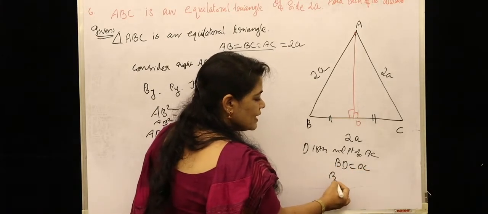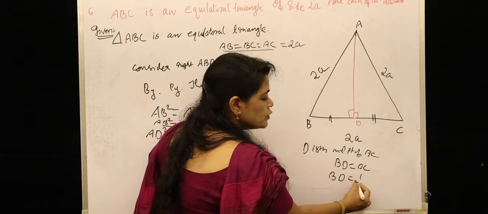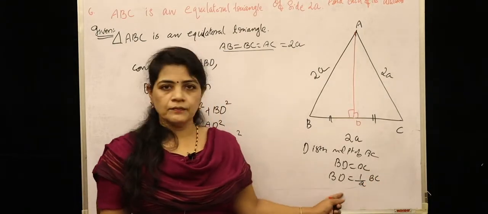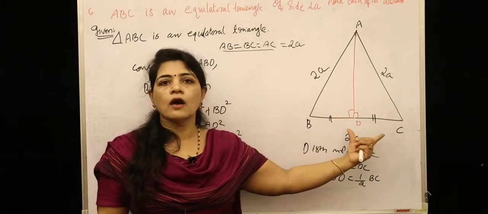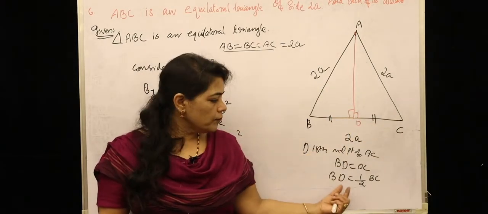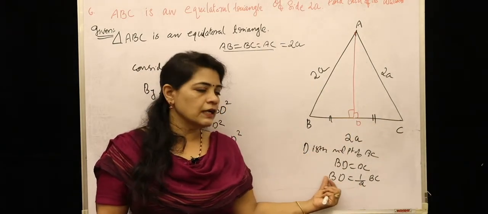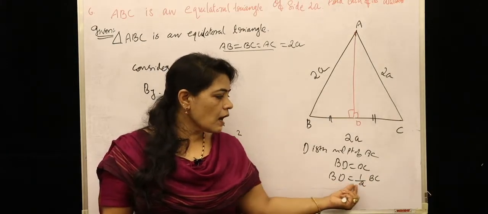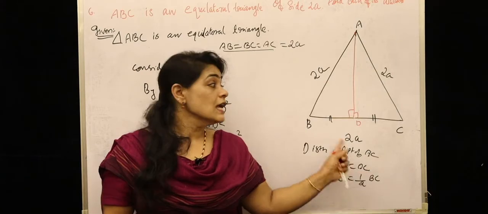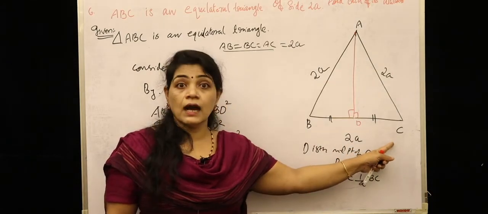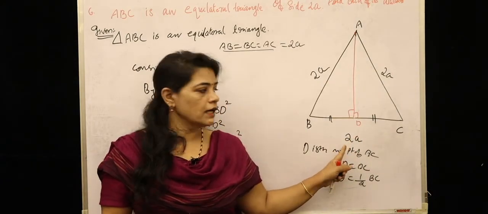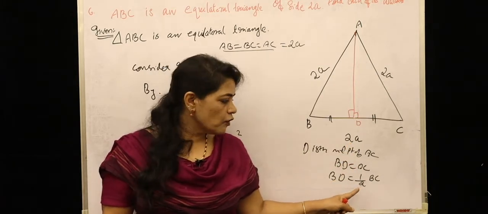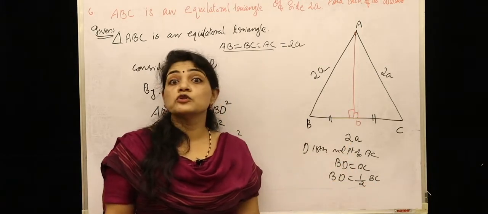Or you can write BD equals half of BC. BD is half of BC, or 2 times BD equals BC. Anyway, you can write it either way. Here we can take half of BC because the length of BC, the other side of the equilateral triangle, is 2a. So we can substitute 2a for BC.